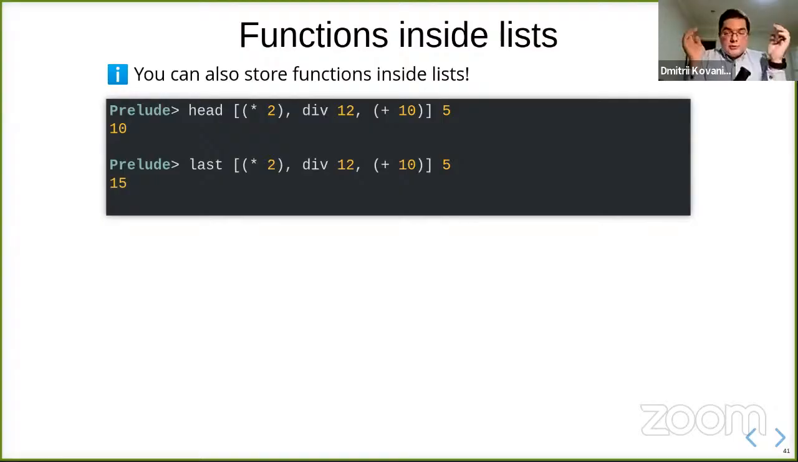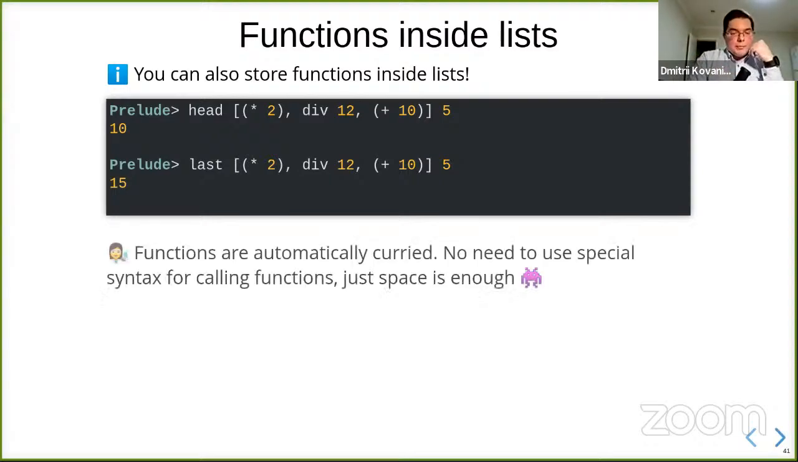Again, no special syntax. Function application is just a space. So we get the head of the list, and then we get a function, and we apply it to 5. It may look like the function head takes 2 arguments, but actually it takes 1 argument and returns a function, and we just immediately apply it to 5. I see that it might be a little bit difficult to understand and kind of strange, but this is what is happening.